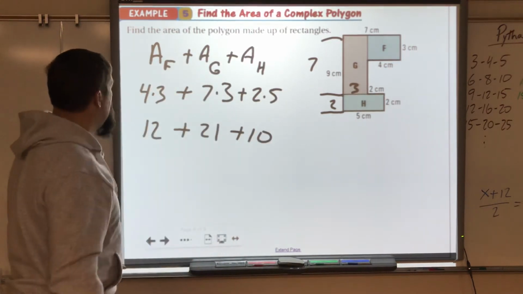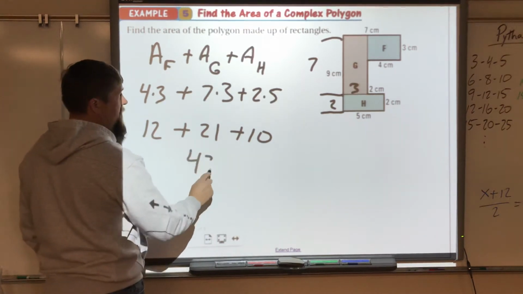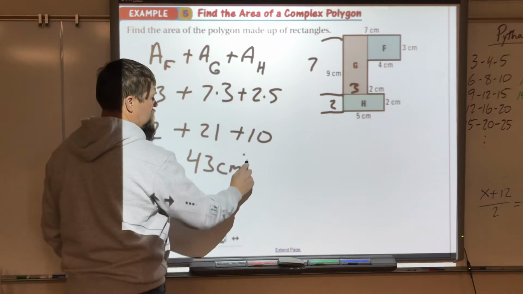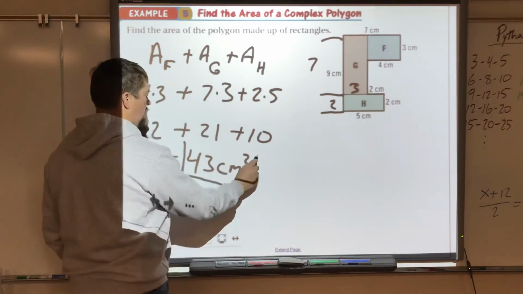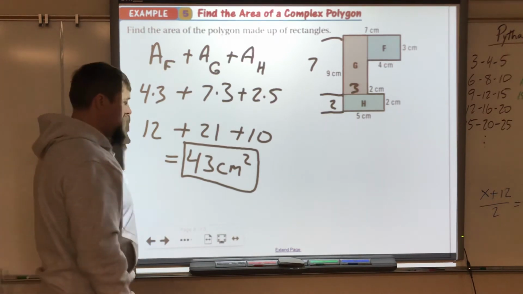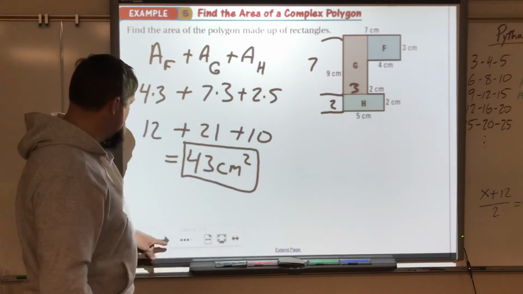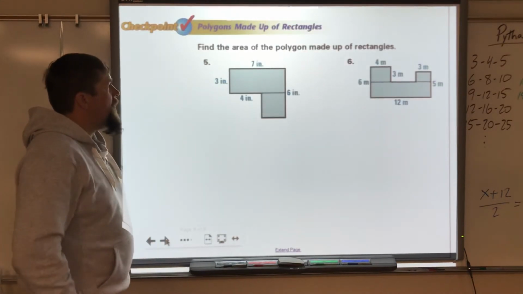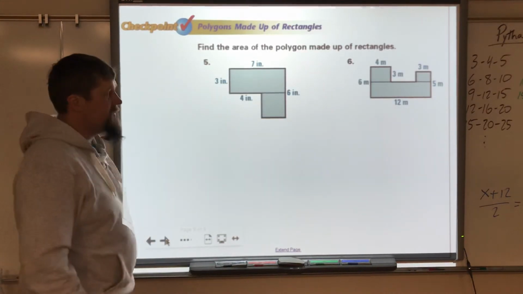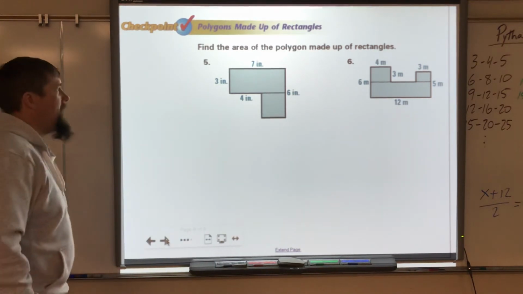So this is 21 and 10. So we're going to add all those together. We get 43 centimeters squared. So adding all those up, you get 43 centimeters squared. So all you're basically doing is breaking up the piece into rectangles. Go ahead and try these. Let's see if you get the right answer. Pause the video and come back when you're ready.